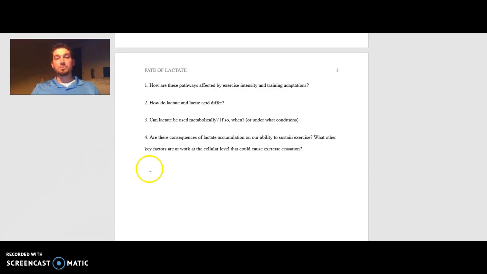So next up, we have some questions to answer. The first one here: how are these pathways affected by exercise intensity and training adaptations? First off, it's important to note that the Cori cycle is always happening, just like all of our other energy substrates. It's just at a lesser degree depending on exercise intensity. So when intensity is high and there's a lack of oxygen, the Cori cycle is very heavily relied on, which means lactate is being shuttled quite often.